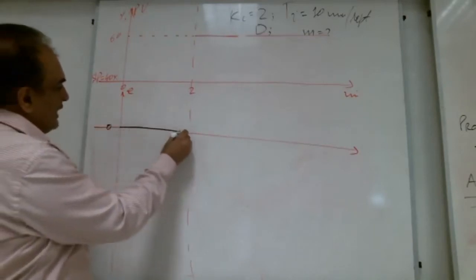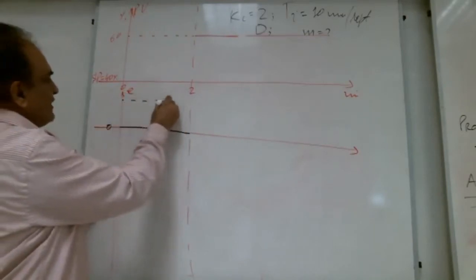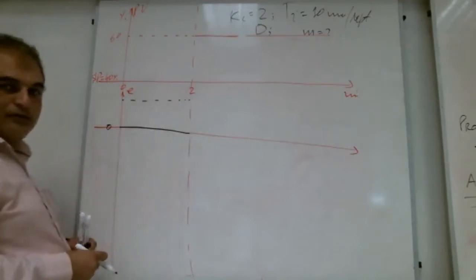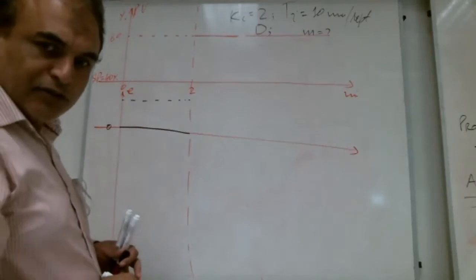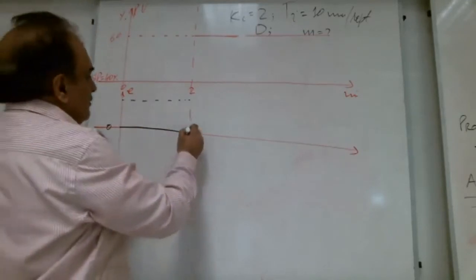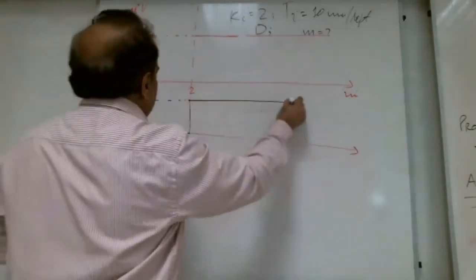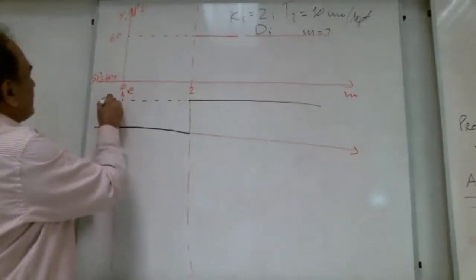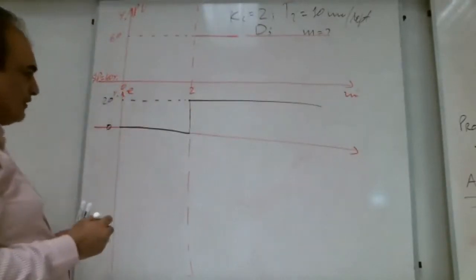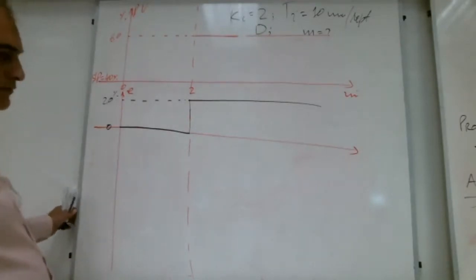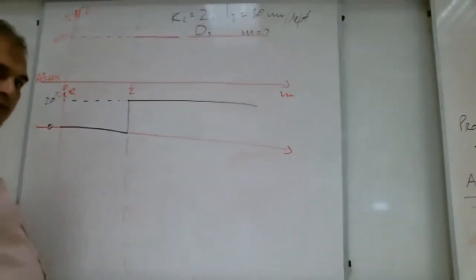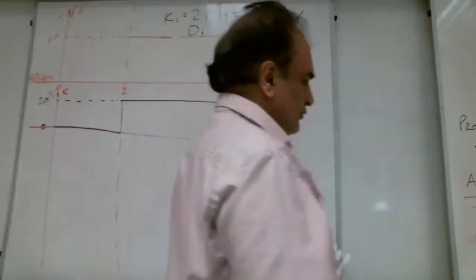That's good. At 2, what happens? What is error at 2? 60 minus 40, 20%. Very good. Like this, 20%, this is the error. Right, Shabab? Any question up to here, Shabab?